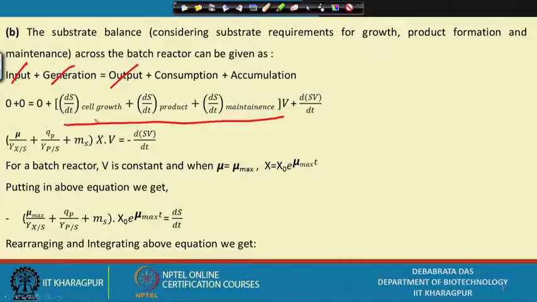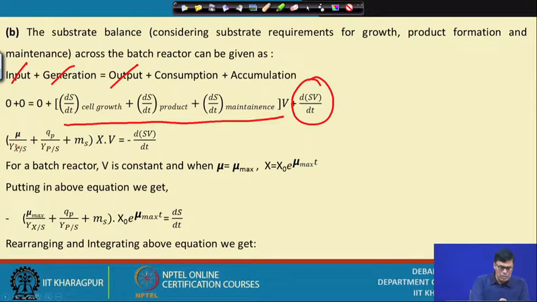Now, we are considering 3 portions. The substrate is used for growth of the cells, one part is going for the product formation, here it is ethanol, and another part is utilized for the maintenance of the cells. So, you have to consider all the 3 parts, and then this is the accumulation of the substrate. So, I can write this like this, what is the dS by dt.